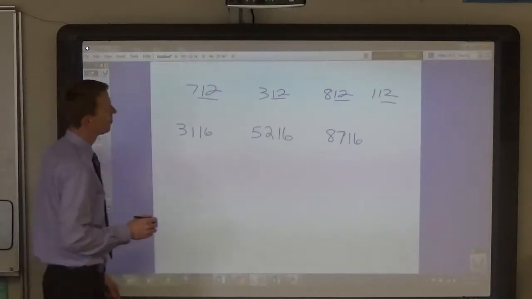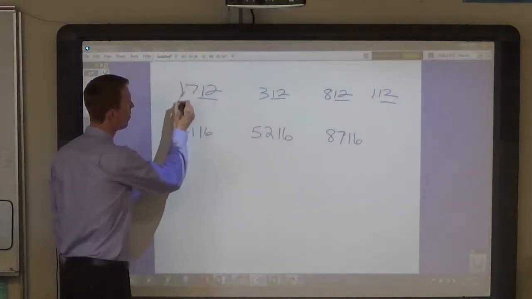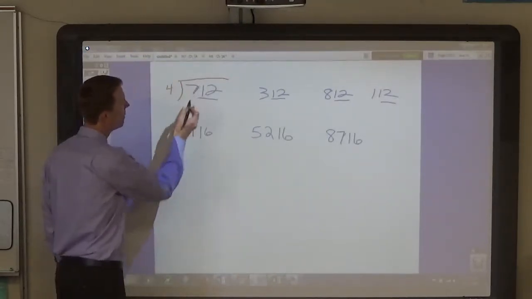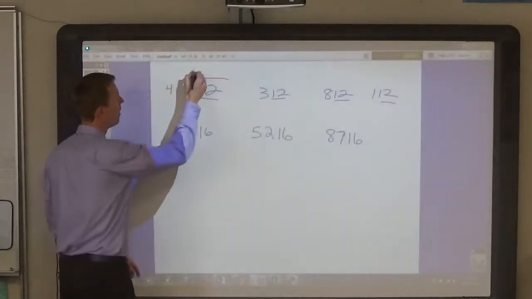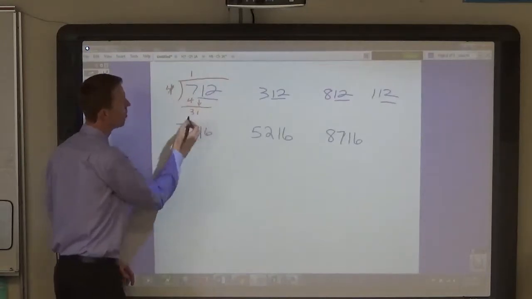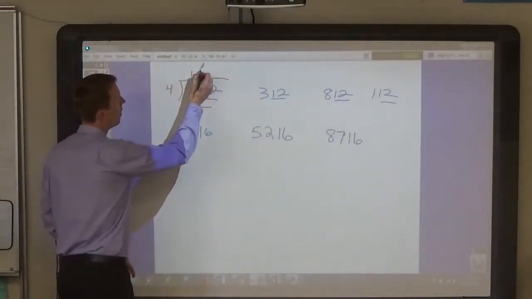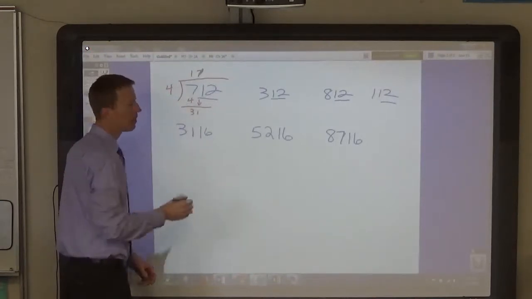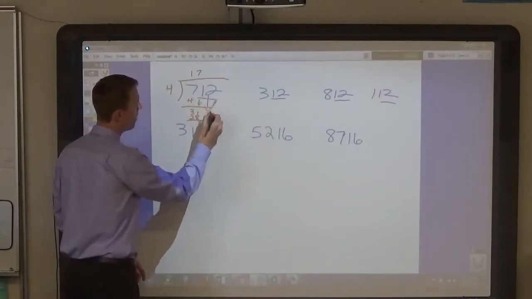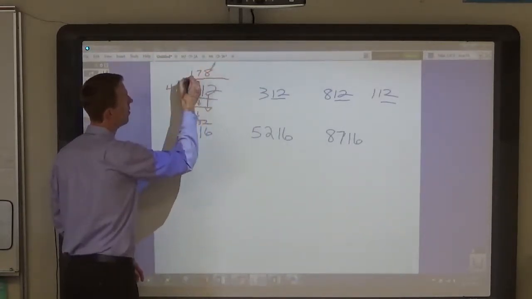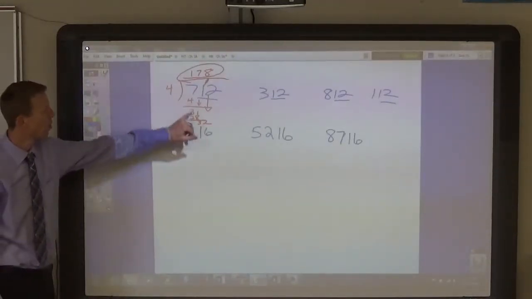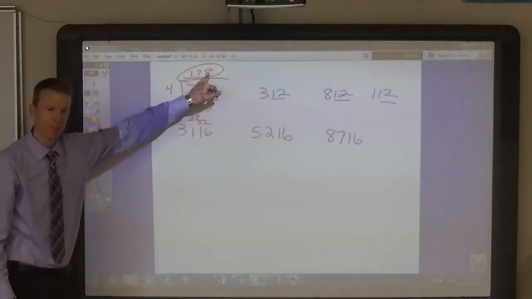Maybe. Let's try it. Let's see if this number is actually divisible by 4. So, how many times does 4 go into 7? One time. Remainder is 3. Bring down the 1. 4 goes into 31 seven times. 4 times 7 is 28. Remainder is 3. Bring down the 2. 32. That one worked. Yeah! Because 4 goes into 32 8 times.